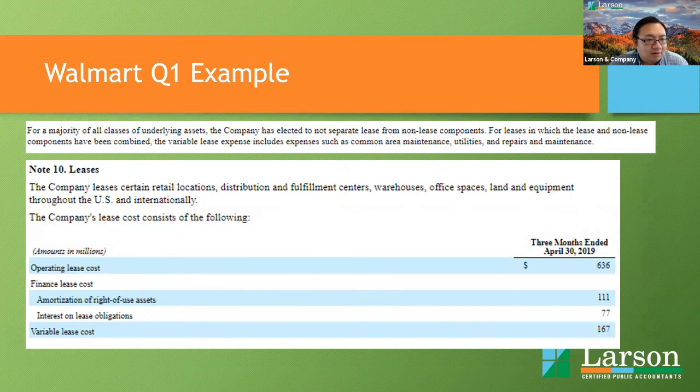So here are some of the quantitative disclosures, as well as the qualitative ones. Further up here, it talks about the practical expedient to not separate lease from non-lease components for all underlying assets, for which there's a variable expense. So for leases in which lease and non-lease components have been combined, variable lease expense includes expense such as common area maintenance, utilities, and repairs and maintenance. And then here, the quantitative side, we talked about, you have to disclose the operating lease costs, $636 million, the finance lease costs broken out between interest and amortization, and the variable lease costs.